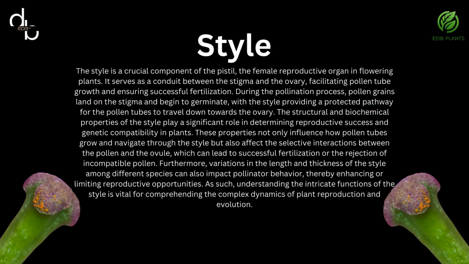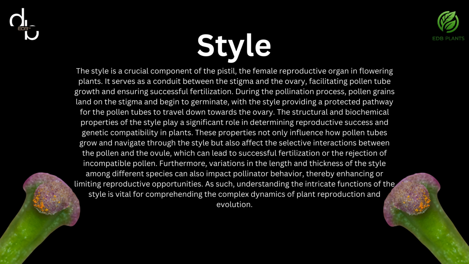The style is a crucial component of the pistil, the female reproductive organ in flowering plants. It serves as a conduit between the stigma and the ovary, facilitating pollen tube growth and ensuring successful fertilization. During the pollination process, pollen grains land on the stigma and begin to germinate, with the style providing a protected pathway for the pollen tubes to travel down towards the ovary.